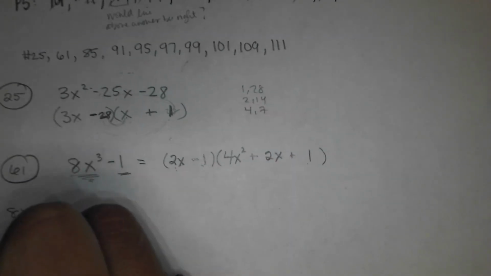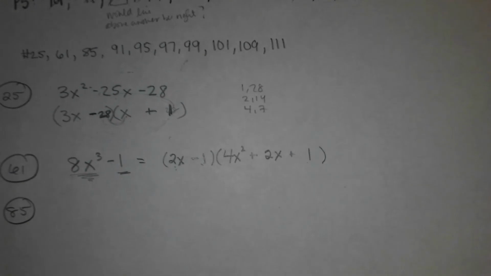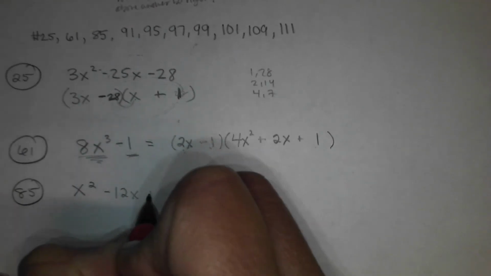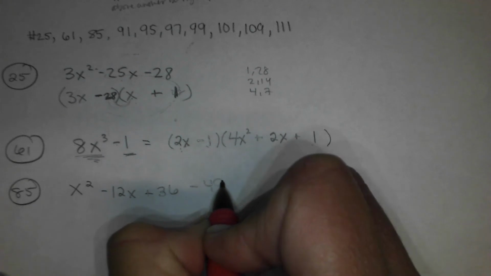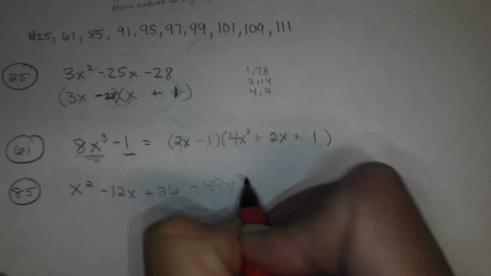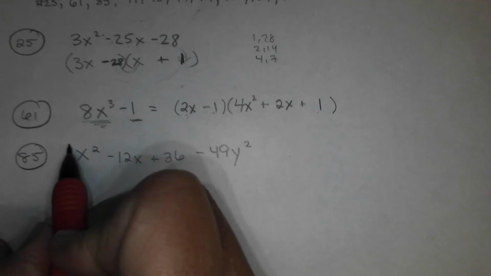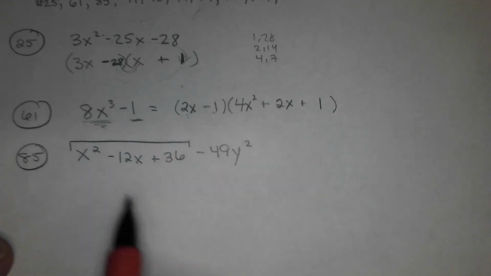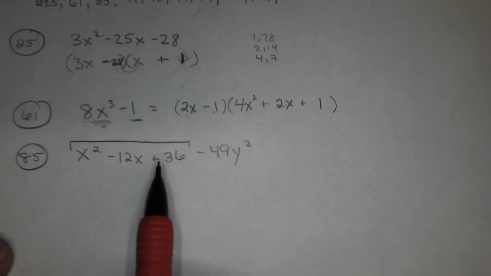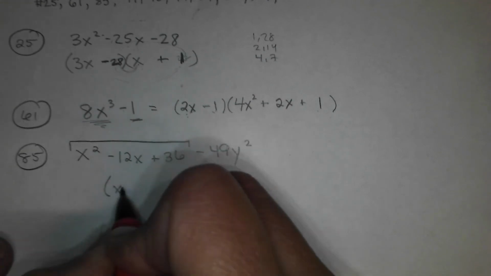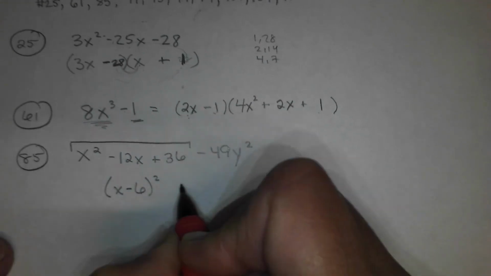On 85, we're getting closer to the good stuff. 85 is x squared minus 12x, 4 terms, but 2 by 2 grouping doesn't work. This is very similar to the one we did in class, where it's a 3 by 1 grouping. This trinomial is x minus 6 times x minus 6. In other words, x minus 6 squared.